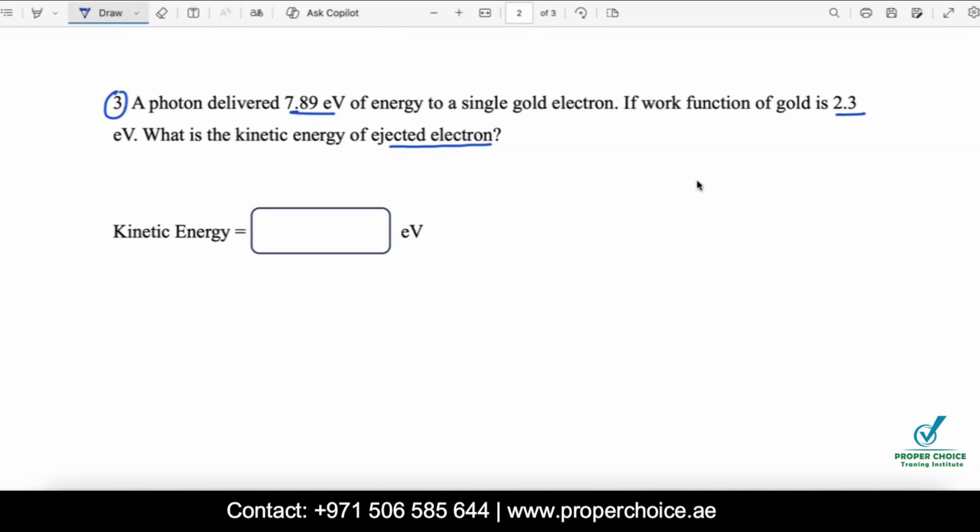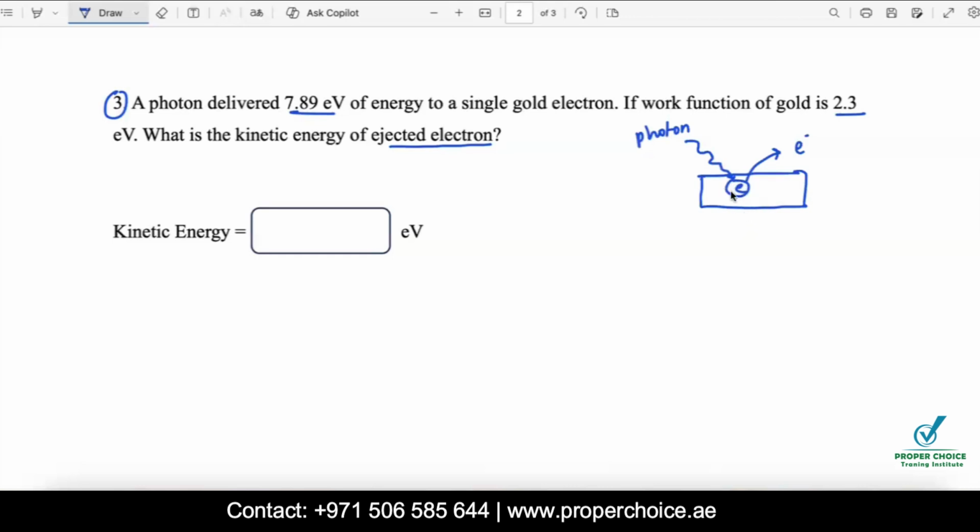So what they're trying to say, let me give you a simple hint here. Suppose this is the gold metal and here we have a gold atom. To remove this electron from the gold atom, a photon is delivering energy, and after getting that energy, the electron should jump off the metal surface. That is called the photoelectric effect. But it will not always jump out of it. There is a certain condition.